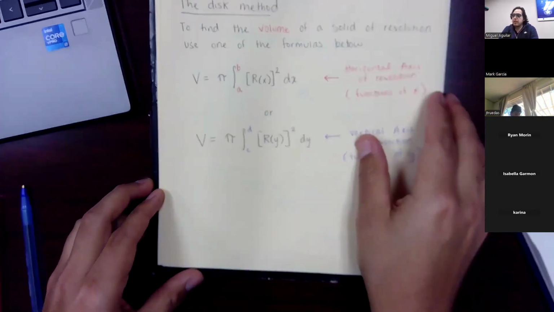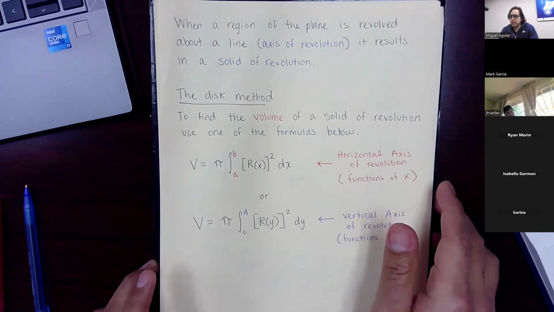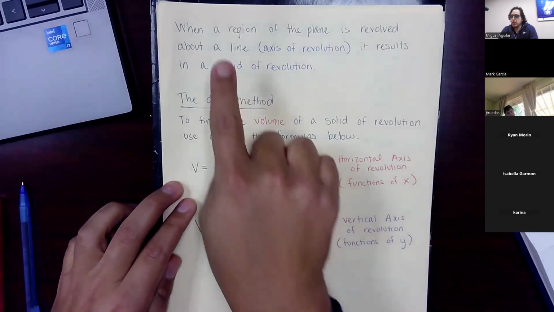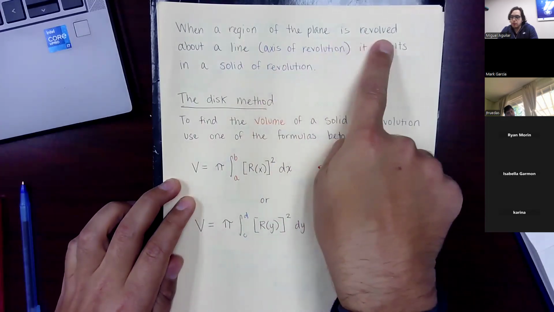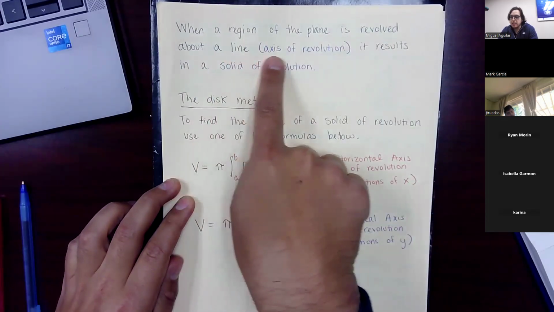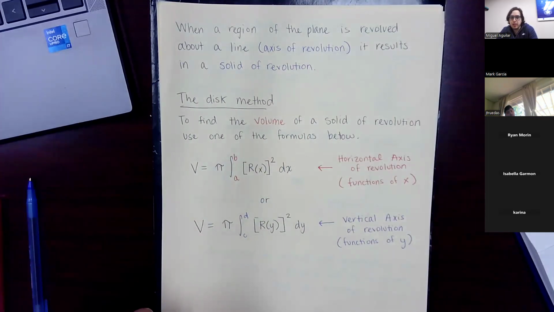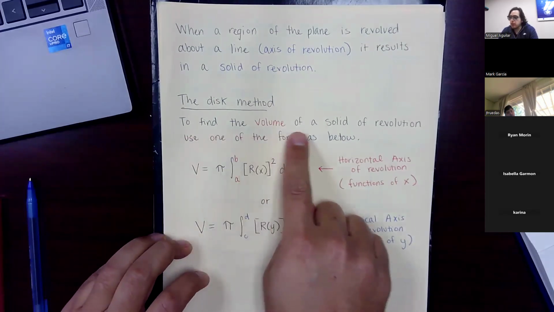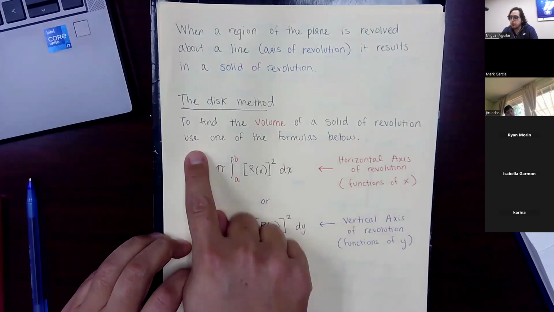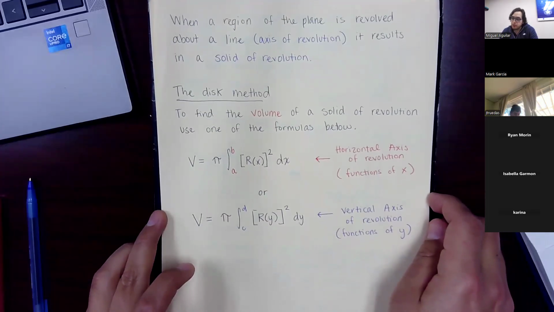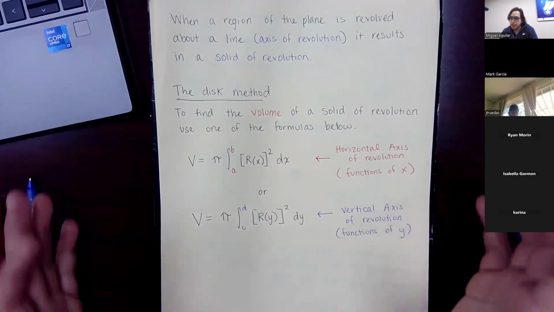Okay, so what we want to do is keep this simplified analogy in mind when we're finding what's called the region of a plane that's revolved about a line or an axis of revolution, because that's going to result in what we call a solid of revolution. But again, as a simple analogy, I want you to think about these cylinders that we're creating. Okay. So to find the volume of a solid of revolution, you can use one of the formulas below, depending on which variable you're integrating with respect to.